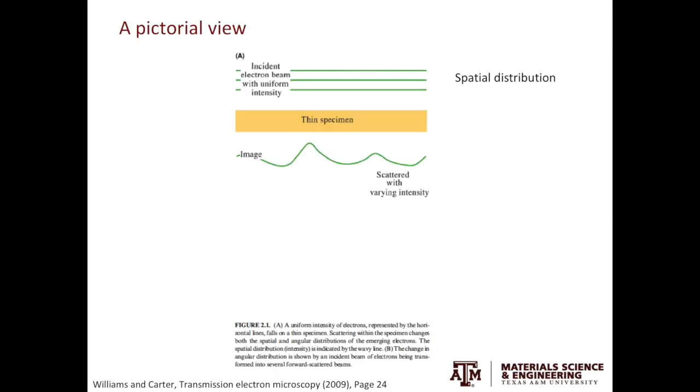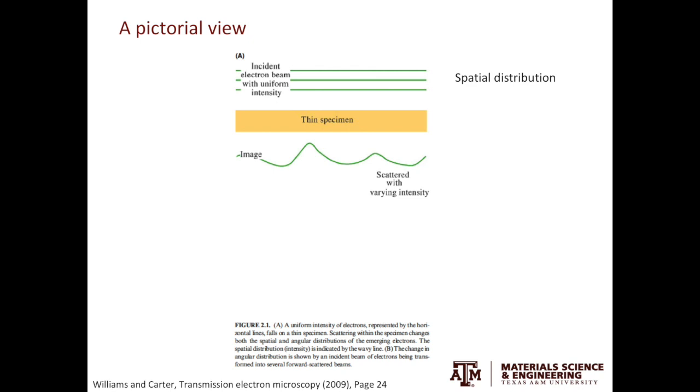We'll start by having a pictorial view. Before the electron beam enters the thin specimen in TEM, we have uniform intensity of electrons spatially. The uniform intensity is depicted by the horizontal lines. After leaving the specimen, the intensity of the electron beam is not uniform anymore, and this gives rise to the contrast we see in TEM.